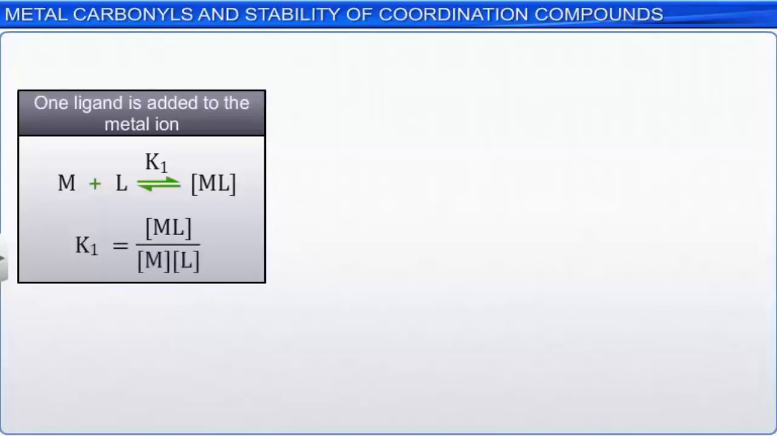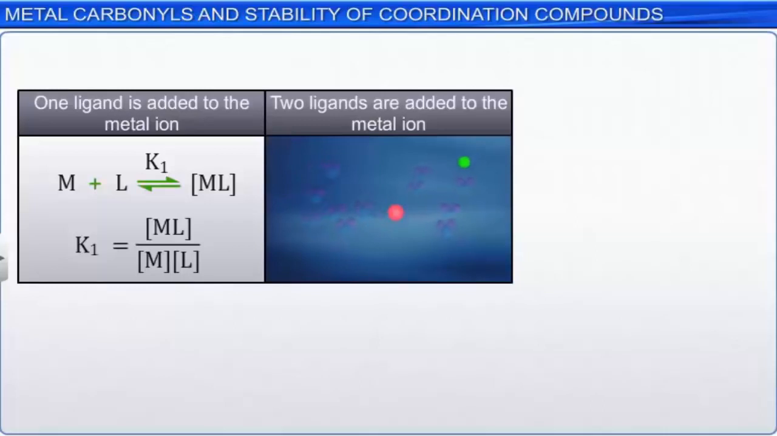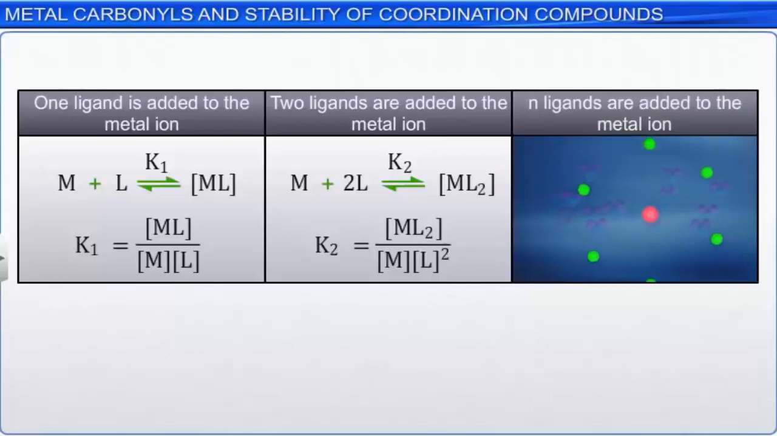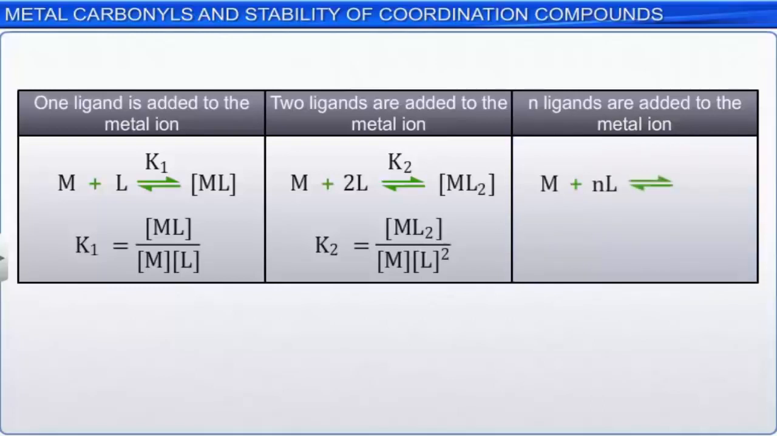If two ligands are added to the metal ion, then the expression may be written as M plus 2L in equilibrium with ML2. The stability constant for this reaction, K2, is equal to the concentration of ML2 divided by the concentration of M multiplied by the concentration of L raised to the power of 2. Similarly, if n ligands are added to the metal ion, then the equation may be written as M plus nL in equilibrium with MLn. And the stability constant for this reaction, Kn, is equal to the concentration of MLn divided by the concentration of M multiplied by the concentration of L raised to the power of n.